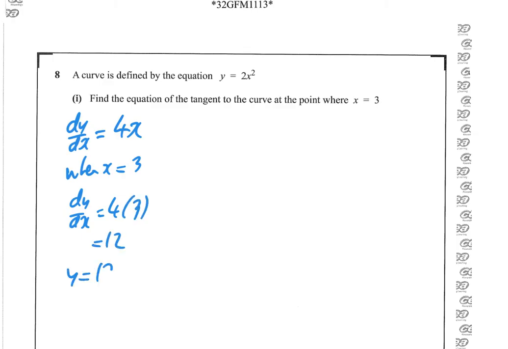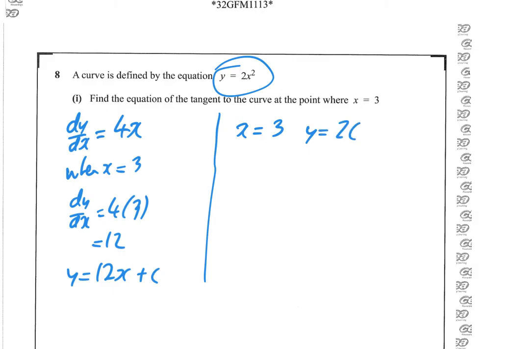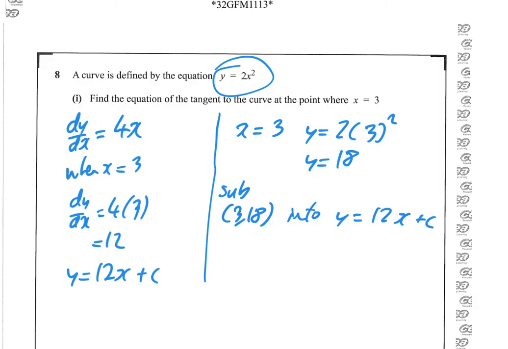So far your tangent is y equals 12x plus c. Now to find this c, we need to find the corresponding y value. So we're going to put x into the curve. When x equals 3, y is equal to 2 times 3 squared, so y is 2 times 9, which is 18. So we're going to sub the point (3, 18) into the line y equals 12x plus c, which gives 18 is equal to 12 times 3 plus c. So 18 is equal to 36 plus c.